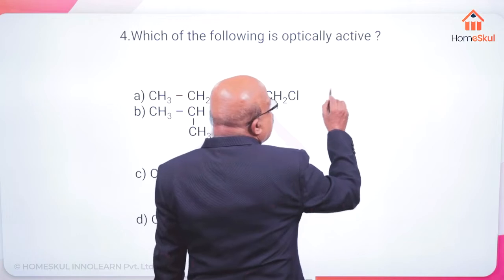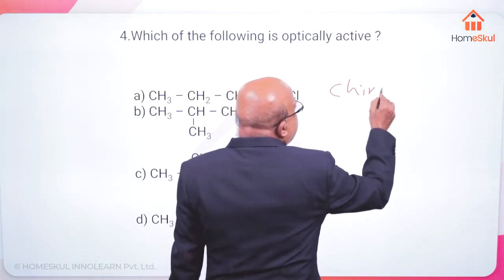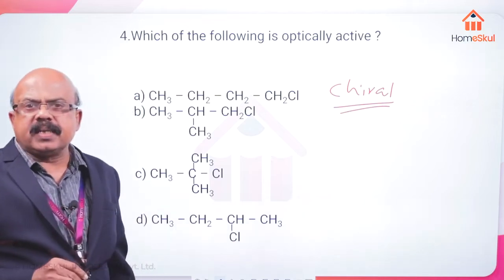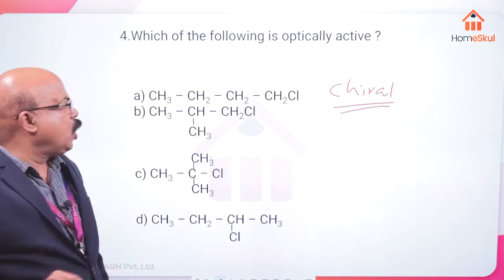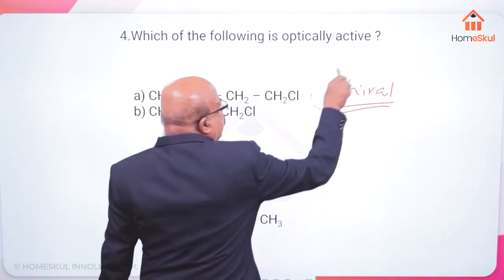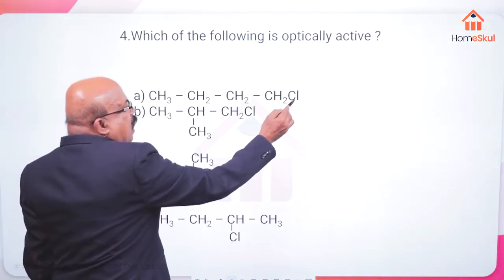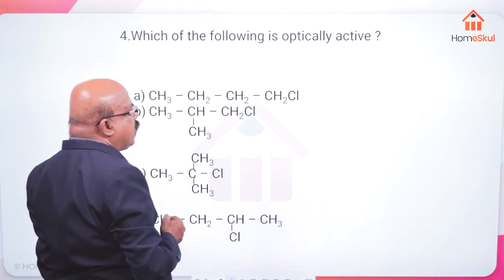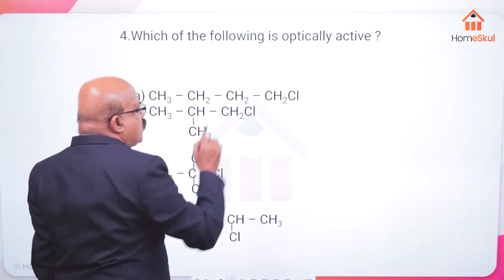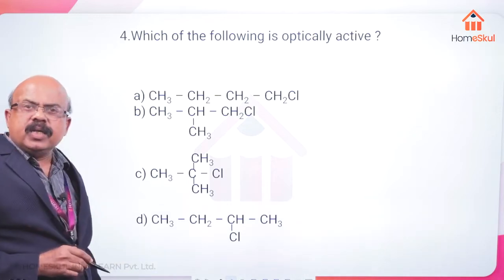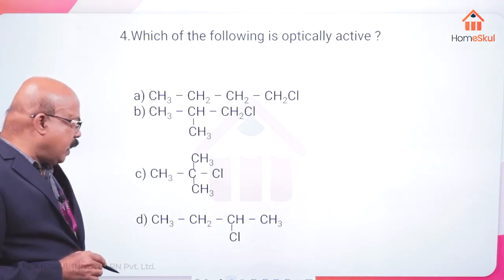What do you mean by a chiral carbon? It is a carbon atom that is connected to 4 different groups. So you see in this case, the halogenated carbon is not chiral. No chiral carbon is present here. Here also no chiral carbon. The third one also has no chiral carbon.